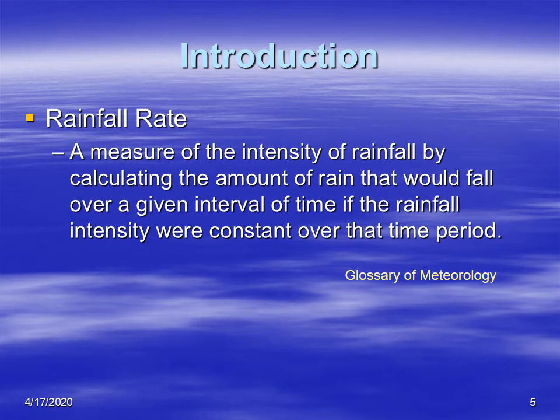Now this is a little bit different than a rainfall rate. We're going to define rainfall rate as a measure of the intensity of rainfall by calculating the amount of rain that would fall over a given interval of time if the rainfall intensity were constant over that period of time. That's straight from the glossary of meteorology.